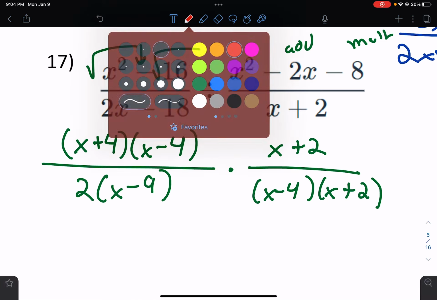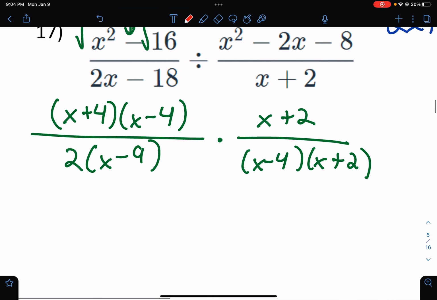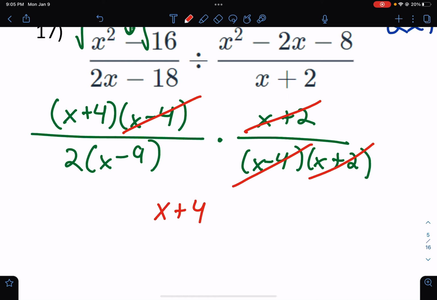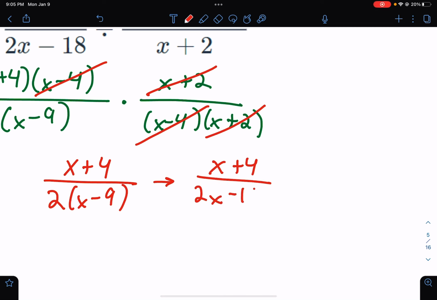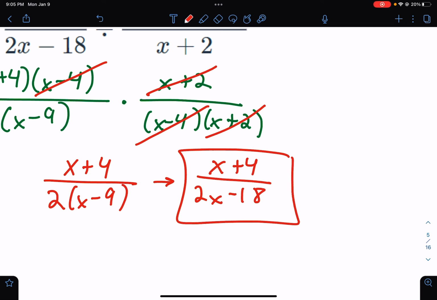So then we go ahead. Now it's just simply a multiplication problem like we were doing before. And when it's multiplication, you can go ahead and just cancel stuff out that's on the top and on the bottom. So here, I've got an x plus 2, x plus 2. Here I've got an x minus 4 and an x minus 4. So on the top, I am left with an x plus 4. And I get 2 times x minus 9. And again, you could write this. You could distribute this back in there if you'd like and get 2x minus 18. That would be an acceptable answer as well.